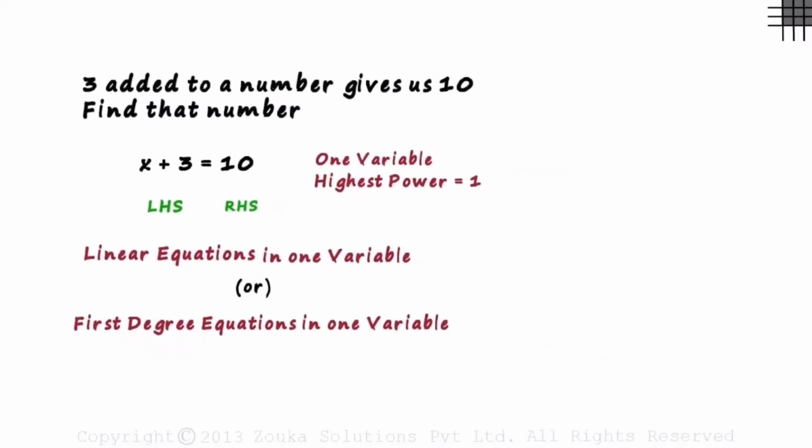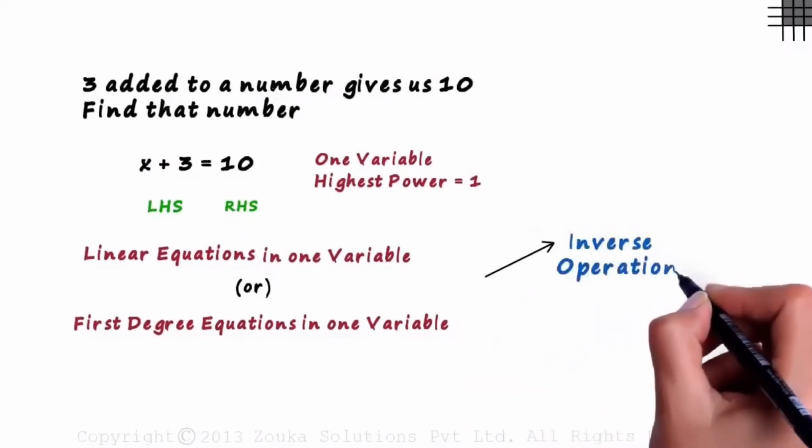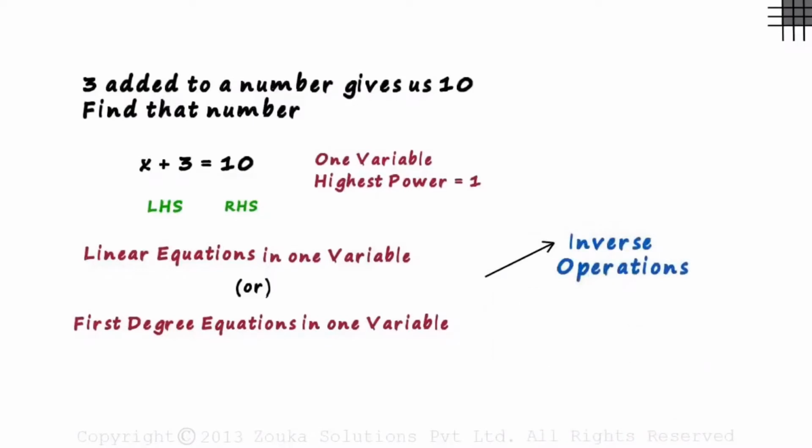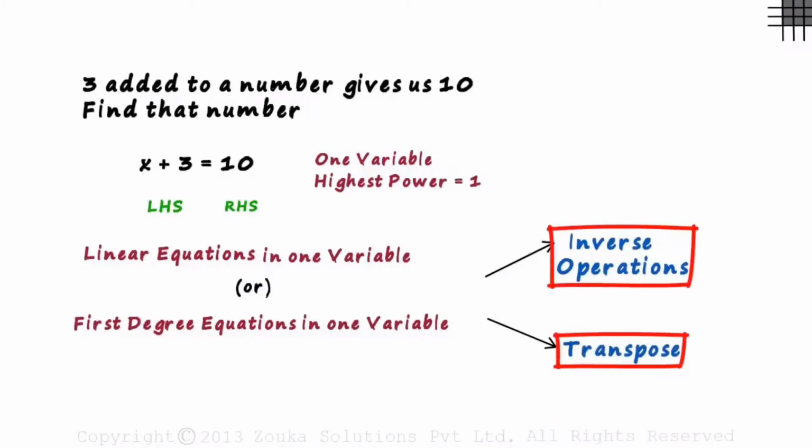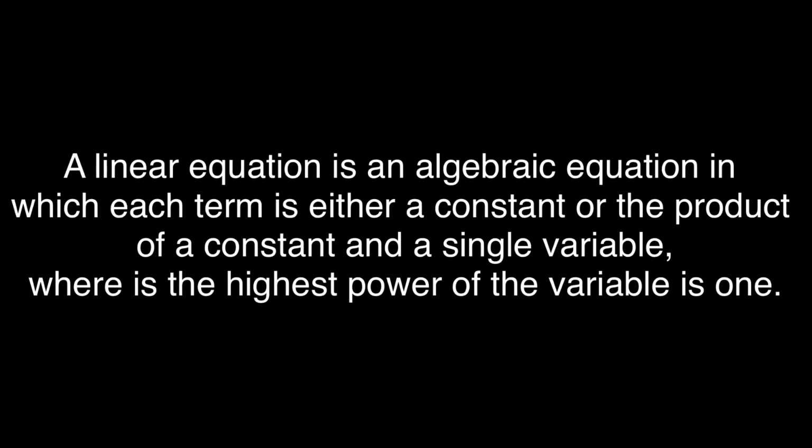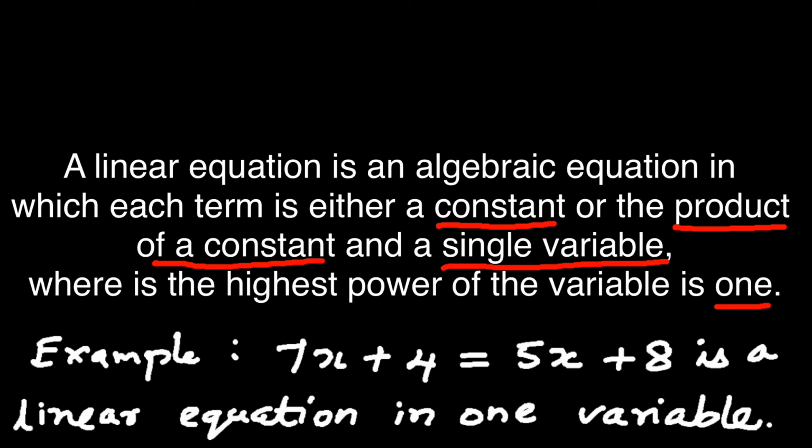There are two ways in which we can solve the equation. The first method is called the inverse operations method, and the second one is by using the transpose method. Both the methods give us the same answer. But after we solve equations using both the methods, we will realize that the transpose method is preferred over the inverse operations method. A linear equation is an algebraic equation in which each term is either a constant or the product of a constant and a single variable, where the highest power of the variable is 1.